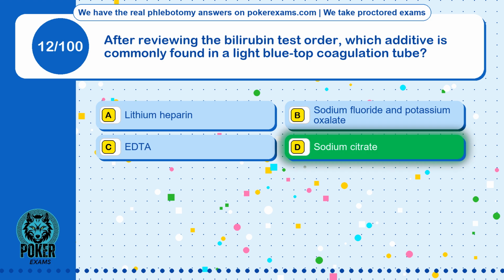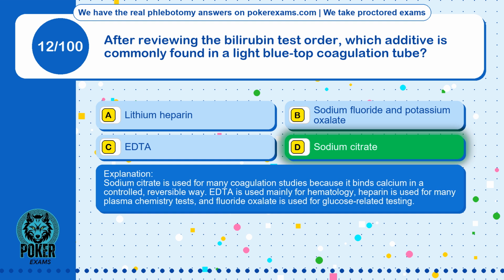The correct answer is option D. Sodium citrate. Sodium citrate is used for many coagulation studies because it binds calcium in a controlled, reversible way. EDTA is used mainly for hematology, heparin is used for many plasma chemistry tests, and fluoride oxalate is used for glucose-related testing.